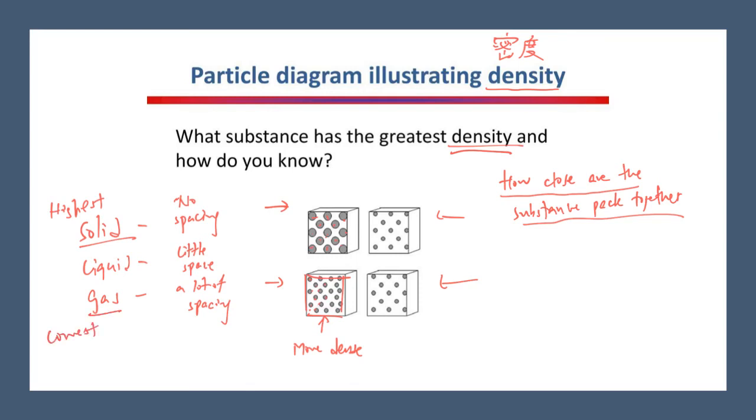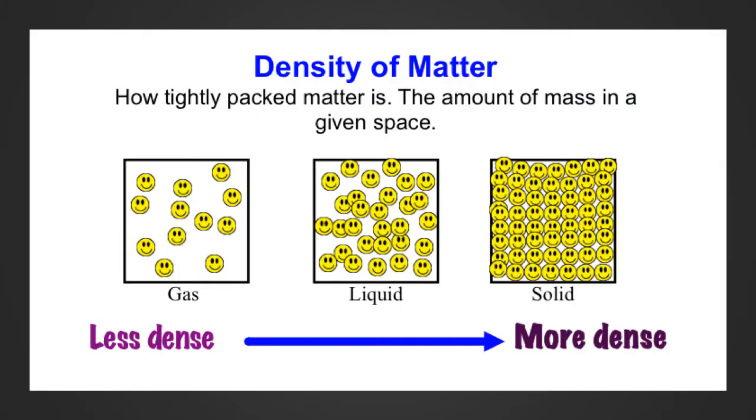Okay, consider the following slide. So density of the matter. Yes, we just talked about how tightly packed the matter is. Okay, we're talking about the given mass in a given space. So mass here means 質量. Okay, so obviously gas is less dense while solid is more dense, while liquid is somehow in between.